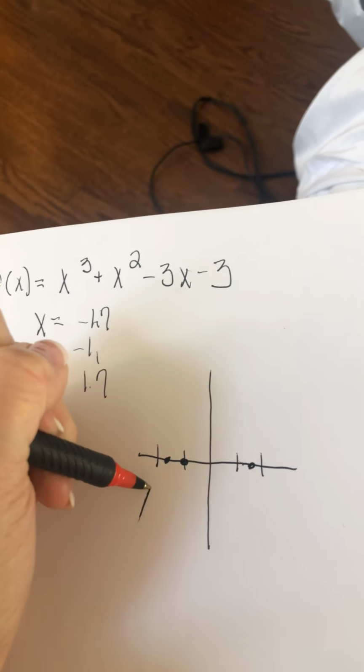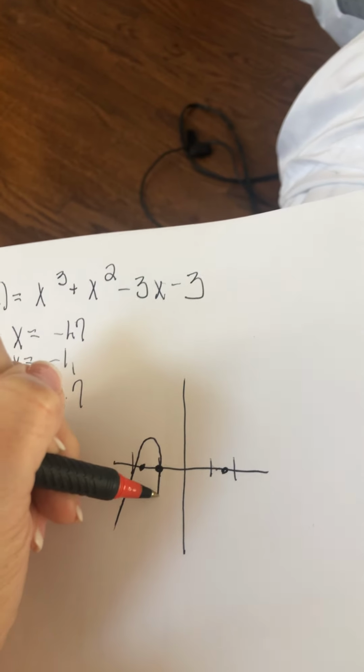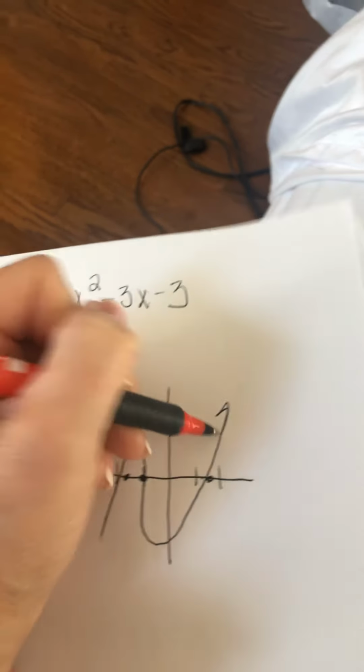So left tail coming from down. Whoops, I totally missed that. And then right tail up. And then there we go. There's how you would sketch that graph. So that answers number 1. So as you can see, this is not hard at all.